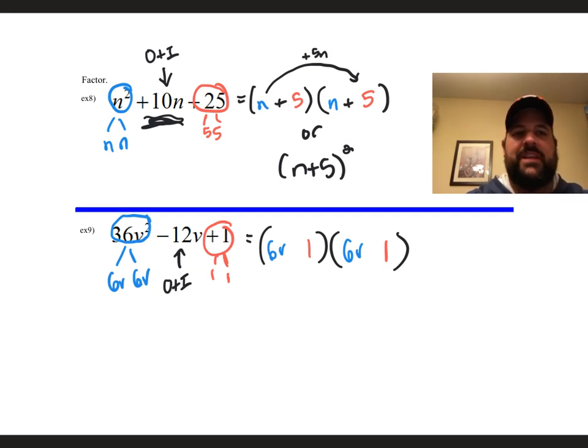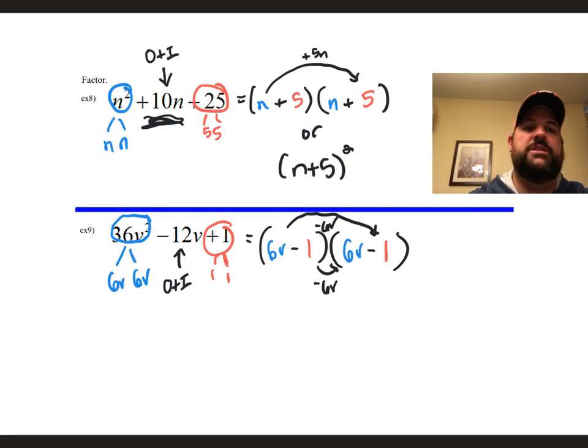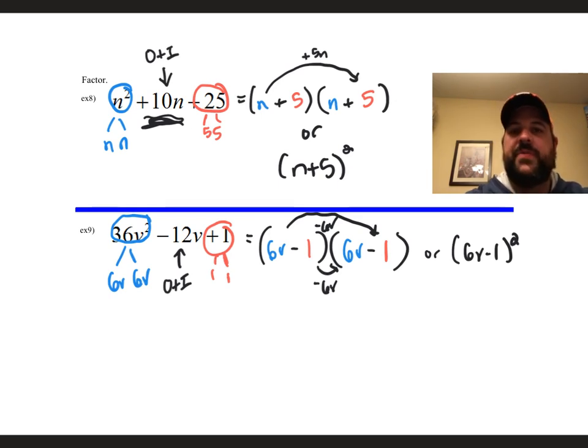Well, if it's the outside plus the inside, that means I want each of these to be negative 6v so that they would add up to negative 12v. The way that we do that, we make these both minus. So I can write 6v minus 1 times 6v minus 1, or 6v minus 1 squared. That would be another way of factoring here with our perfect squares, and we end up with the same binomial twice.